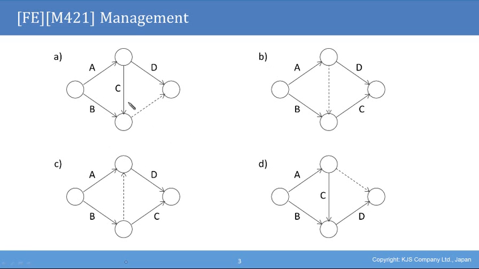Note that we have differences in where D and C come with respect to dummy processes with the dotted line appearing here, here, here, or here. Question is, which one of these is the correct diagram to describe these processes?